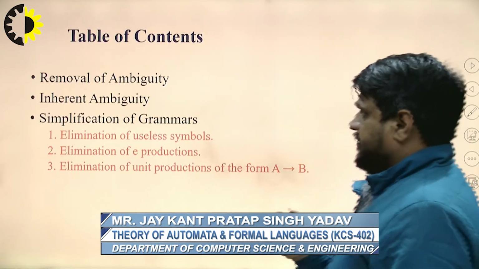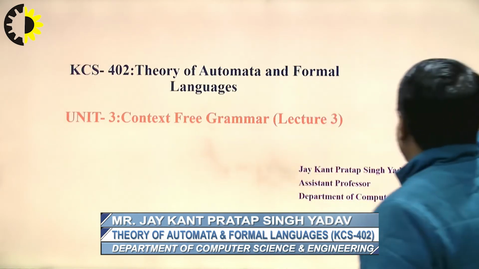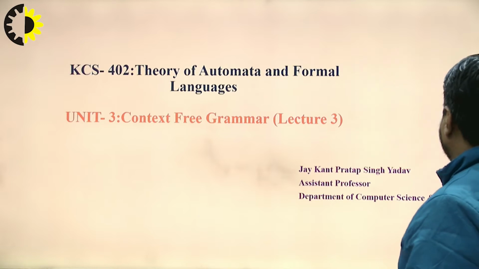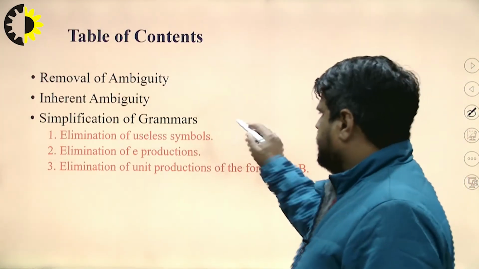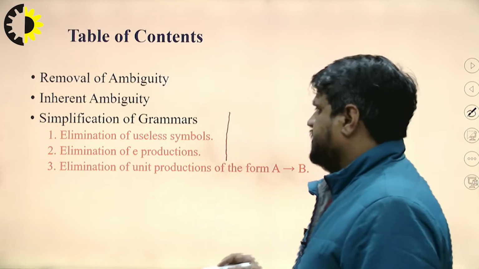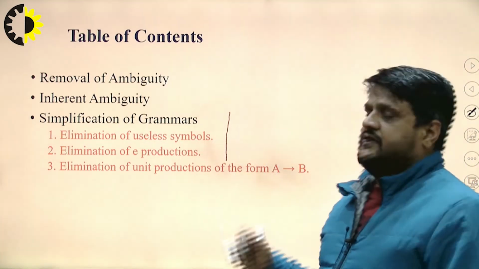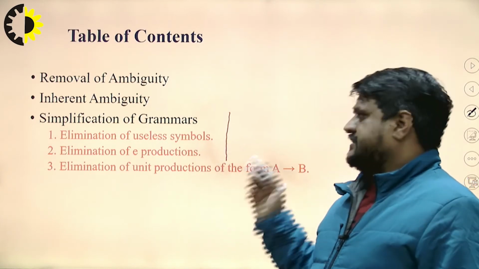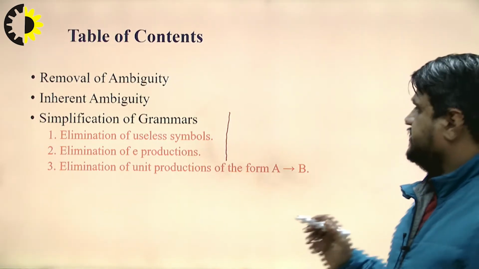Basically, today we will discuss the removal of ambiguity. After that, inherent ambiguity. After that, we will go for the simplification of the grammars. Simplification of the grammars will comprise the elimination of useless symbols, after that the elimination of epsilon productions, and after that the elimination of unit productions from the grammar.